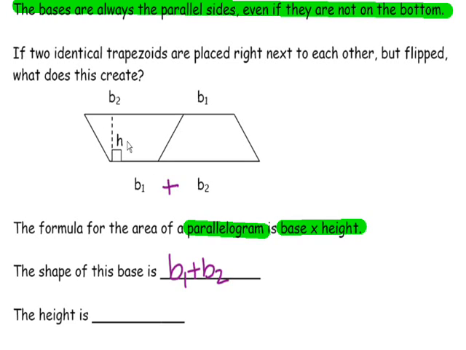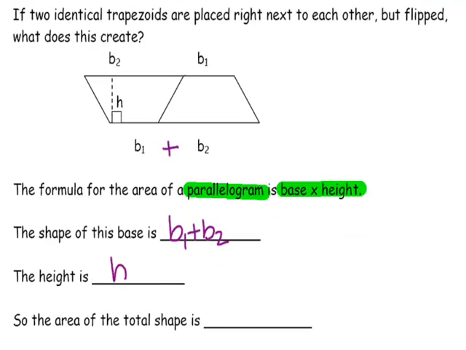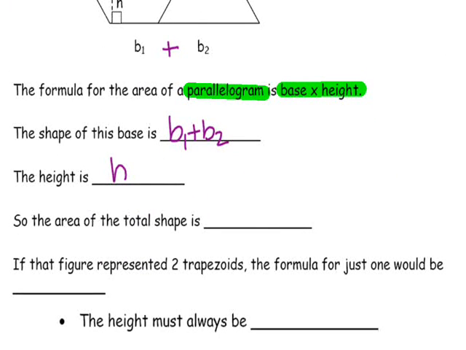The height of the parallelogram, the distance between the bases, is h, which means that if I were to try to find the area of that parallelogram right here, I would do my base, which is base 1 plus base 2, times my height. But because I've got two trapezoids stuck together to make the parallelogram, if I wanted to find the area of just one of them, then I would do half that. So I would do 1/2 of base 1 plus base 2 times the height. And we have just derived the formula for the area of a trapezoid.